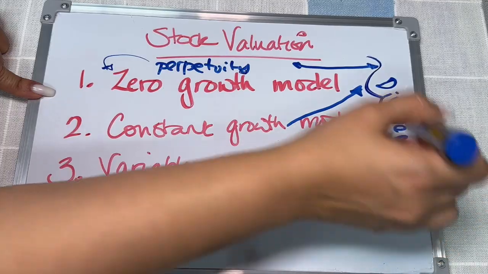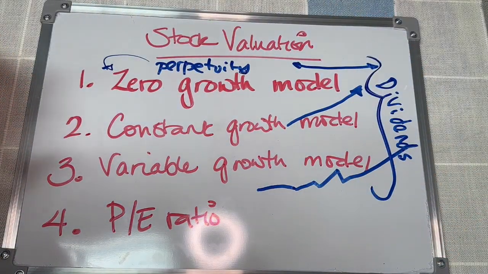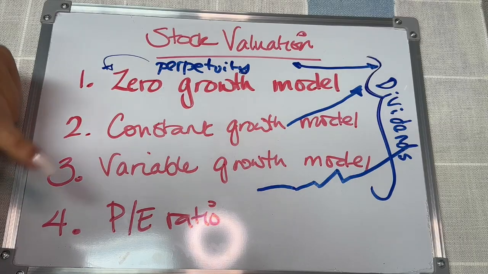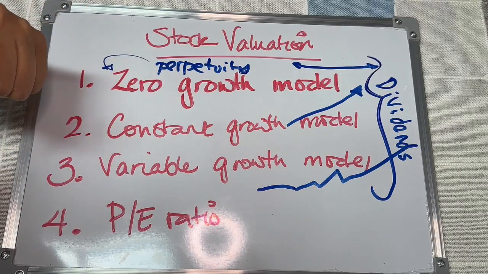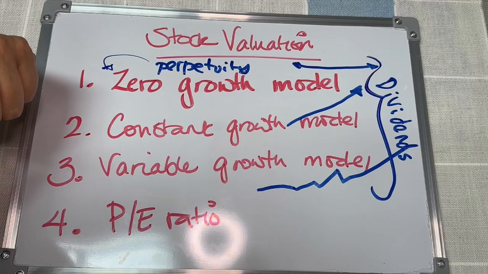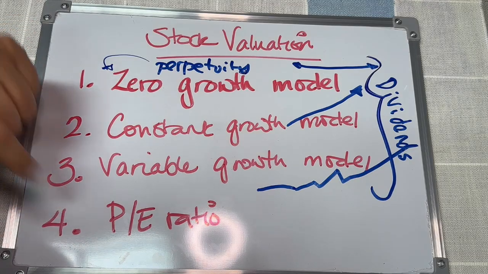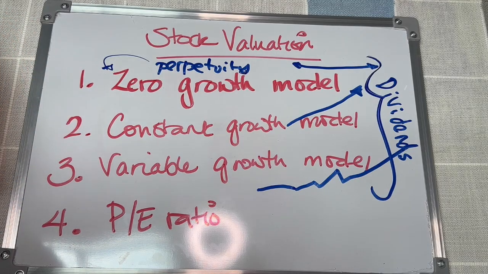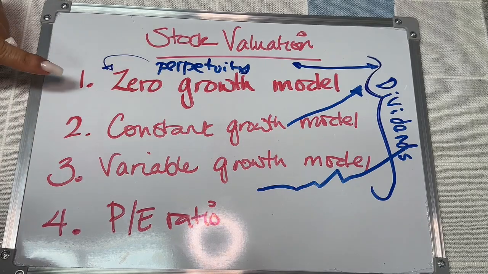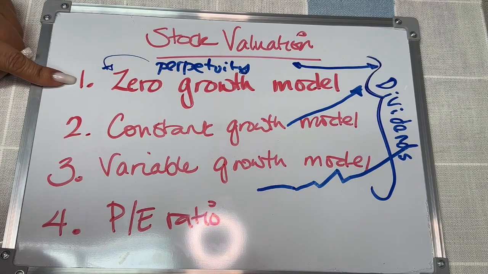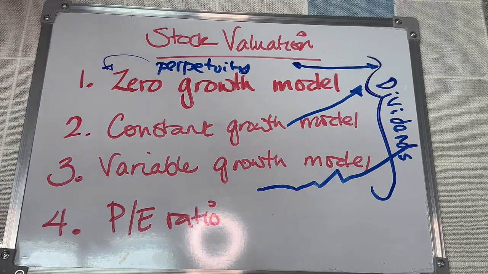Okay? Now, what if a stock does not pay dividend? Then we go to the PE ratio valuation model, and we'll talk about that at the end. So those three are for the stocks that pay dividend and how we value them. The PE ratio is for stocks that do not pay any dividends. The first one we're going to look at and do calculation is the zero growth model.